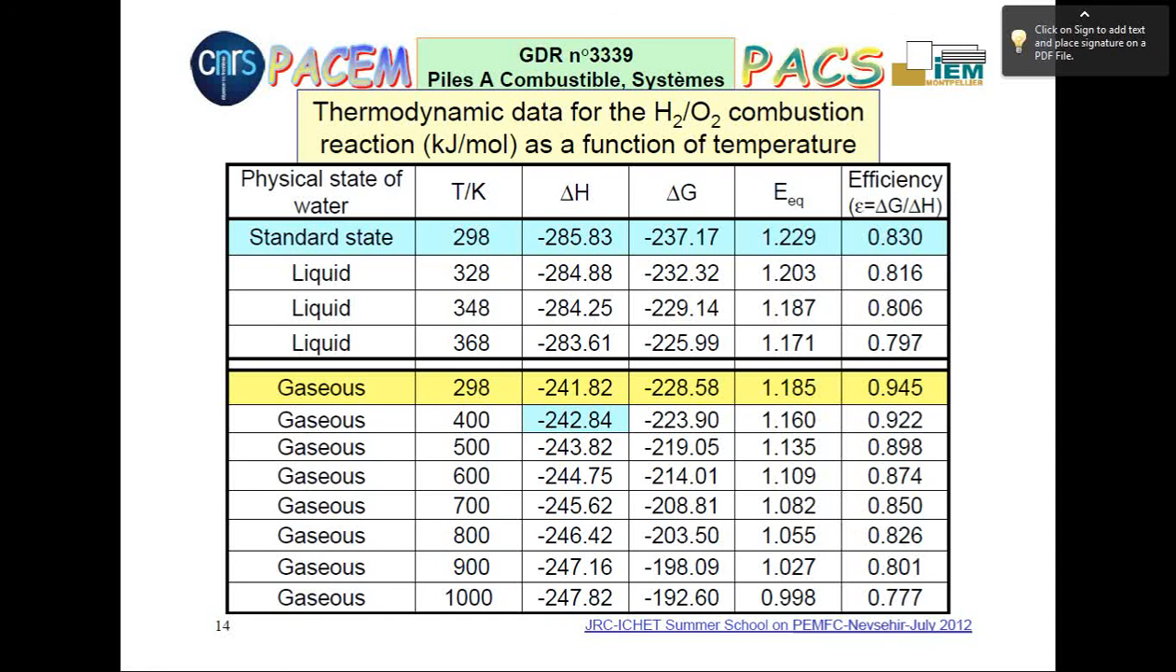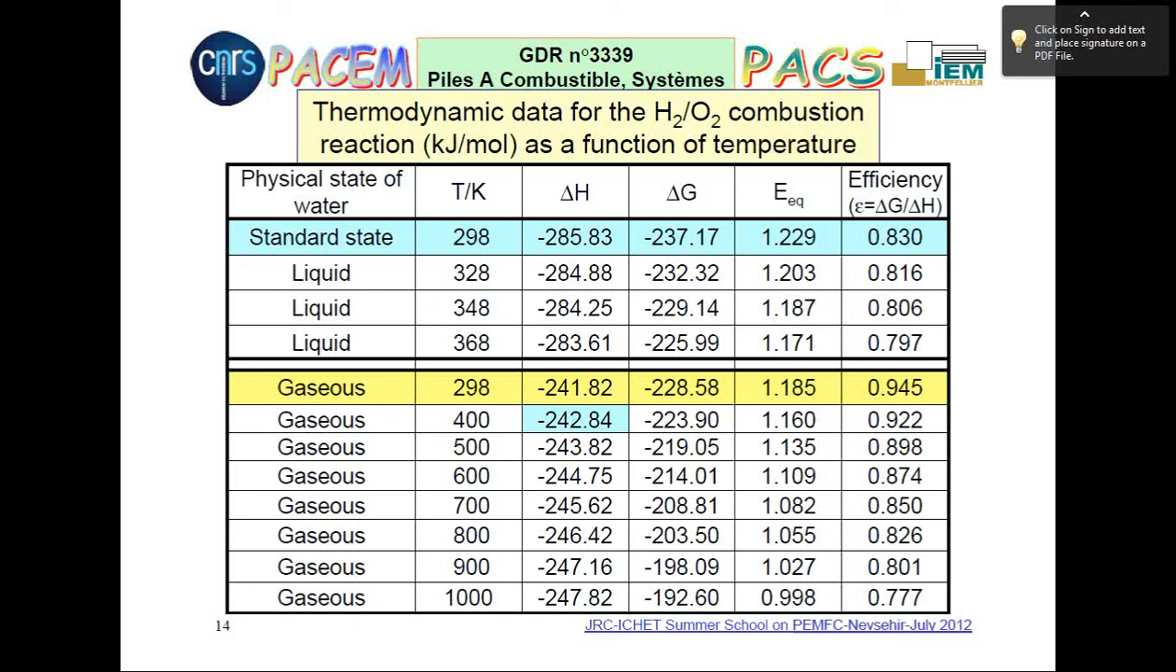Now I will give you some important table. That's the thermodynamic data as function of temperature. Absolute temperature going to 1000 K. The variation of delta H, delta G. With delta G you can calculate the equilibrium or standard equilibrium potential, cell voltage, and you can calculate the efficiency.